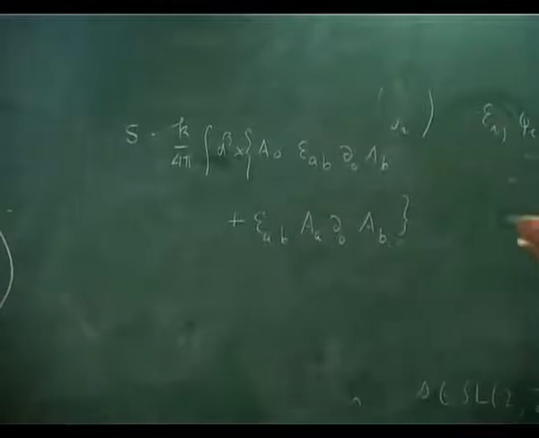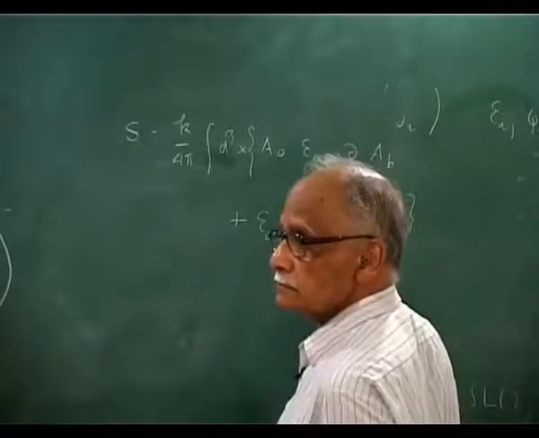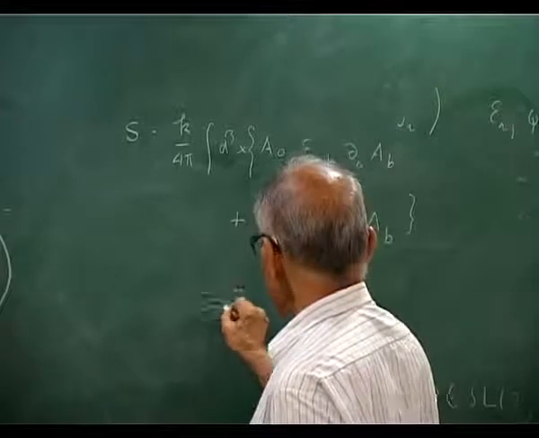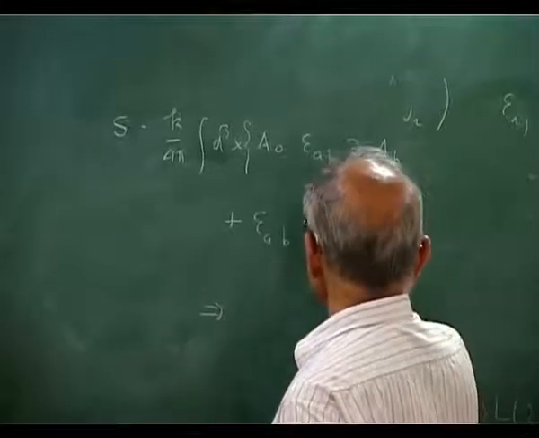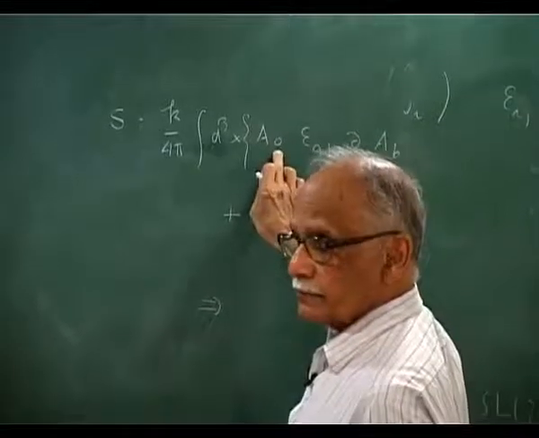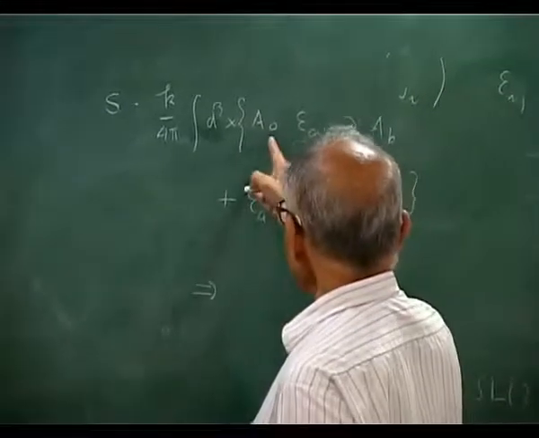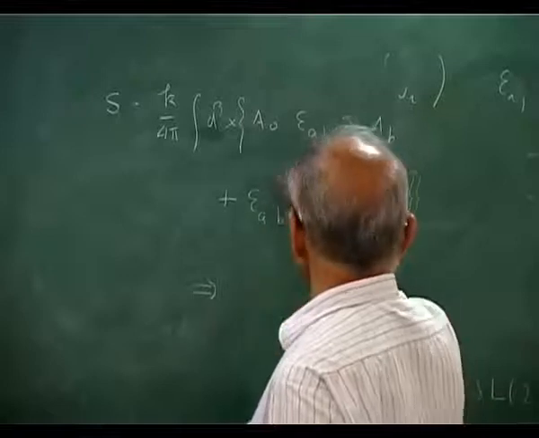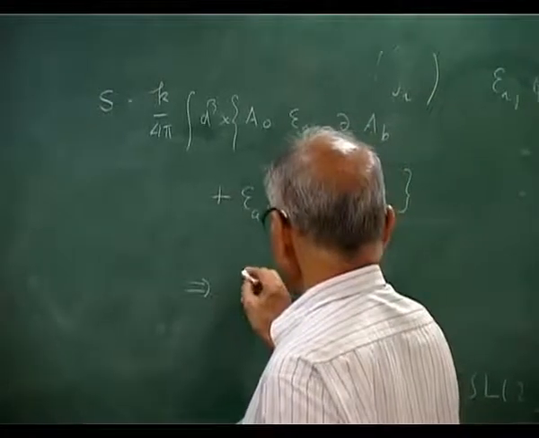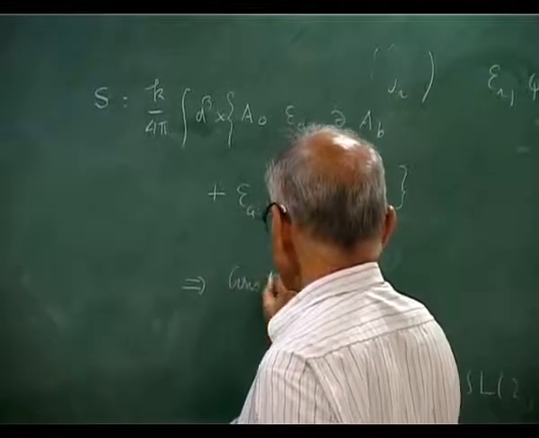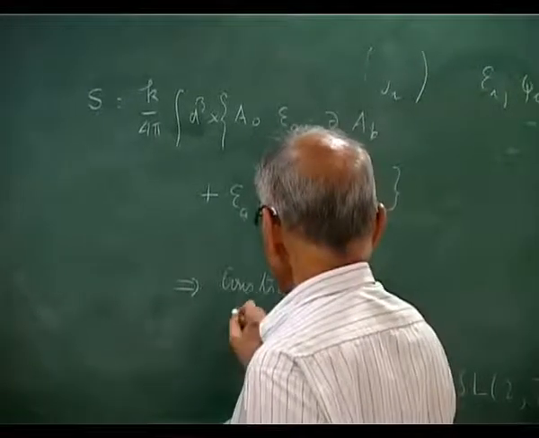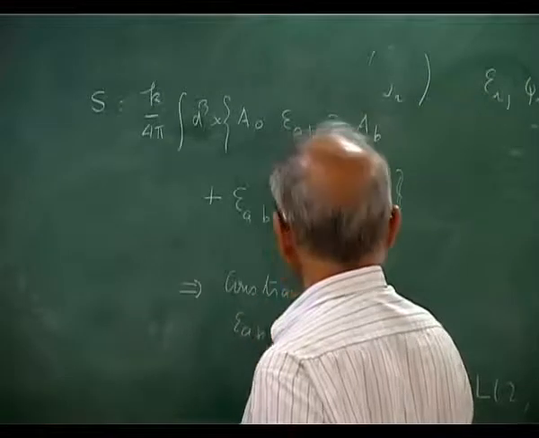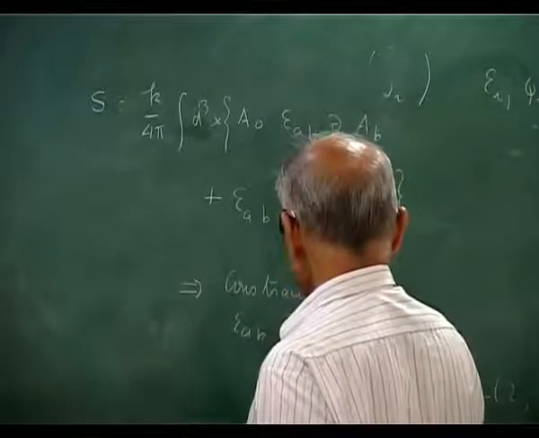I am just splitting the equation. Now you can see from here by inspection that, first, the way it is written, A0 has no canonical momentum. So what happens, as in the Gauss law case, by inspection, is that you get a constraint: epsilon AB, where A and B run over 1 and 2, dA AB is weakly 0.